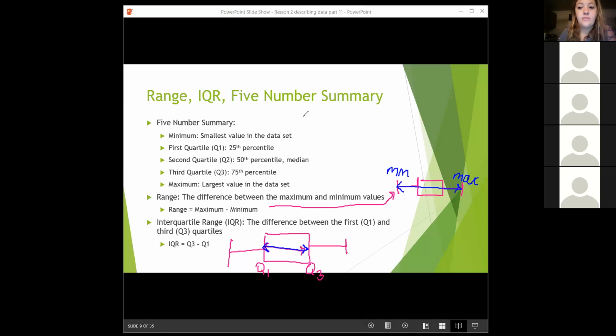5-number summary. Our minimum and our maximum are pretty self-explanatory: our largest value and our smallest value. The smallest value is our minimum, the largest is our maximum. They're shown by this.